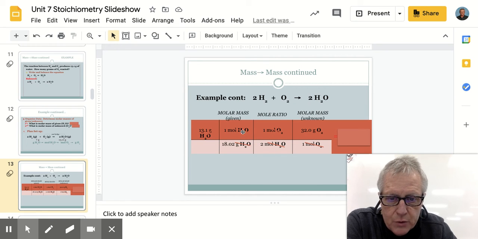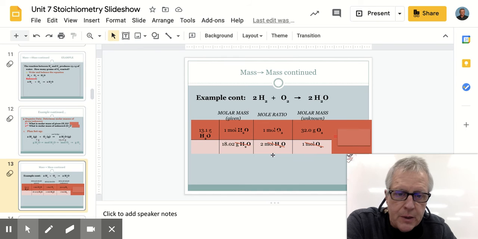So we have moles of water here. So we set up our mole ratio based on our balanced equation, where we have 2 moles of water for every 1 mole of oxygen. So that's why you set it up that way. Now, this is the molar mass of oxygen gas, and that's why it's set up this way.